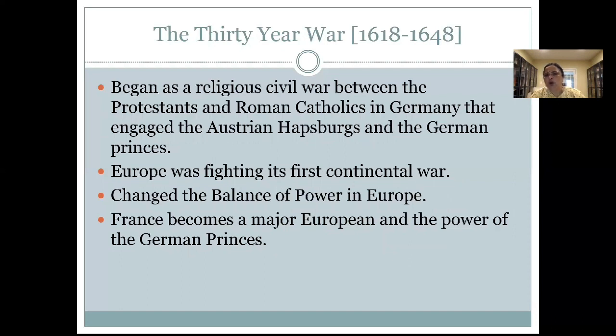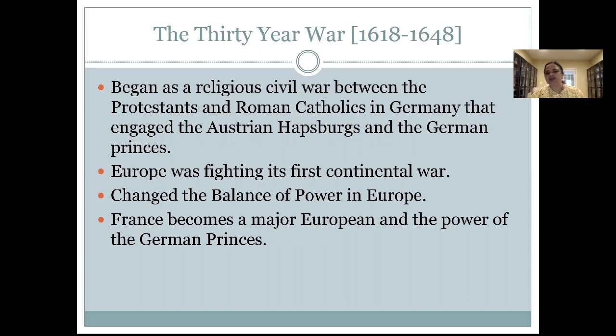You have the so-called 30-year war from 1618 to 1648. It began as a religious civil war between the Protestants and Roman Catholics in Germany that engaged the Austrian Habsburgs and the German princes. The Austrians were Catholic, the Germans were, most of them, Protestants. So Europe was fighting its first continental war. It became a war that spread throughout the continent.